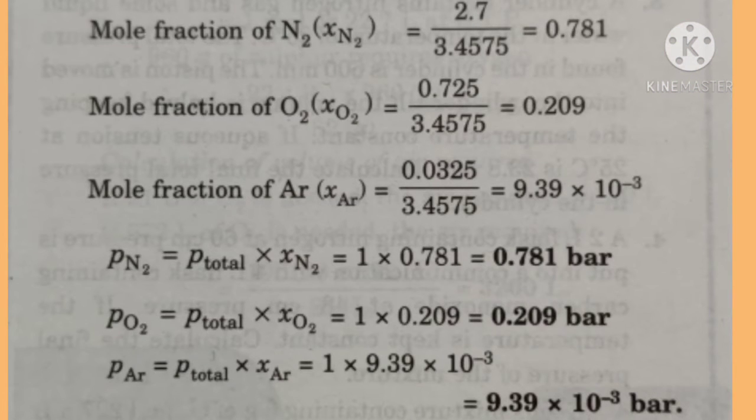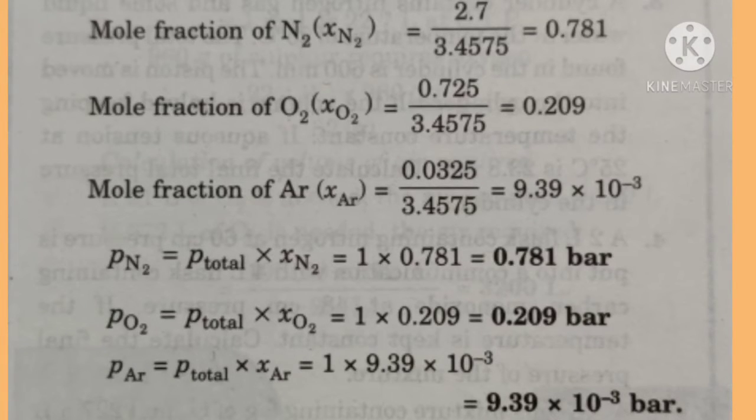Now we can find the mole fraction of nitrogen, which is 2.7 upon 3.4575, equal to 0.781. Then the mole fraction of oxygen is 0.725 upon 3.4575, equal to 0.209. The mole fraction of argon is 0.0325 upon 3.4575, equal to 9.39 into 10 to the power minus 3.